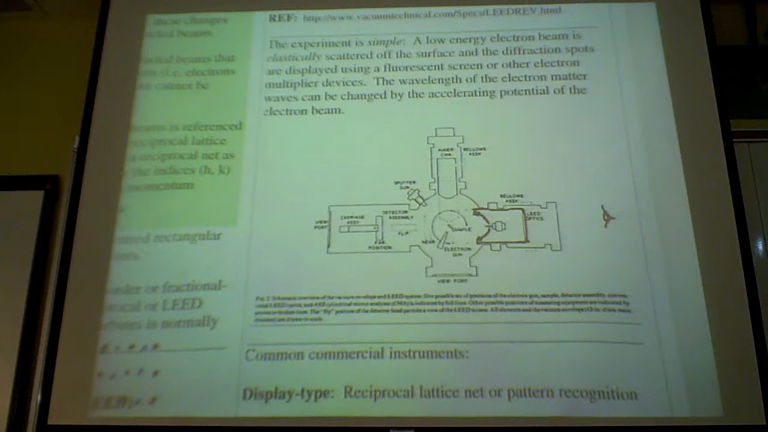Secondly, because you're looking at surfaces, remember, you need good vacuum, otherwise your surface will no longer be clean. So you want to study a clean surface, you must do it in vacuum, and indeed ultra-high vacuum.